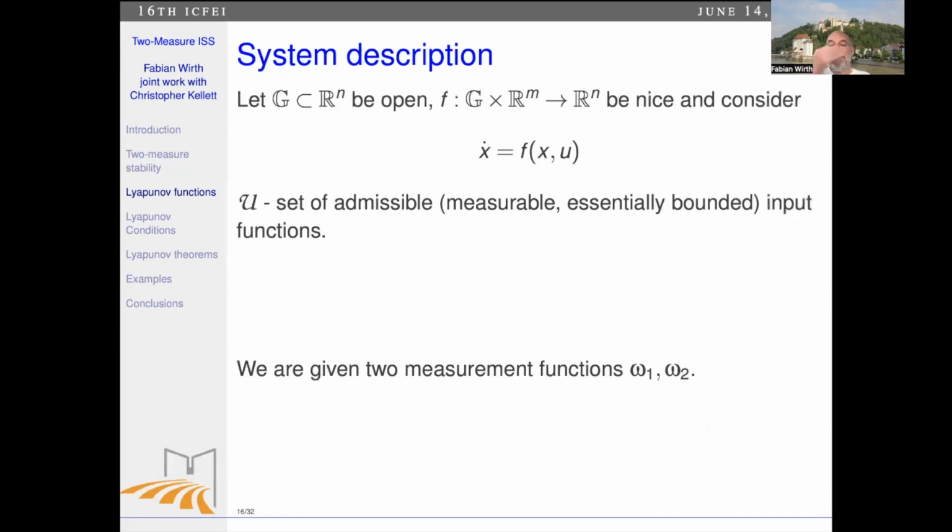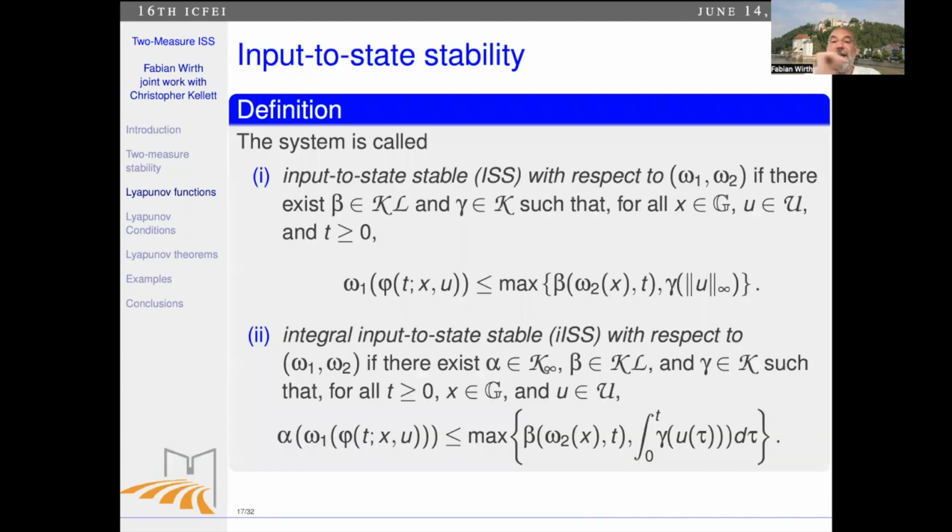So where are we? We have a system on an open set D, x dot equals f(x,u). We have a set of admissible input functions, and let's assume we are given two measurement functions, continuous and non-negative functions. And now finally we need to define what it means. Well, the generalization from KL stability to input-to-state stability is then probably obvious.